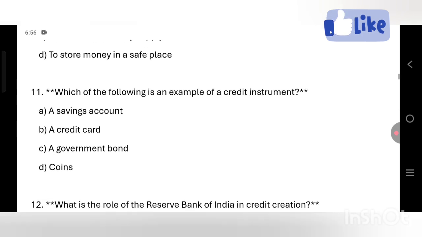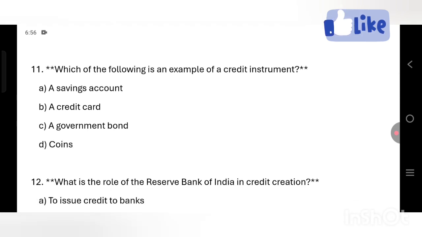Question number 11: which of the following is an example of a credit instrument? Option A, a savings account. Option B, a credit card. Option C, a government bond. Option D, coins. And the correct answer is a credit card.